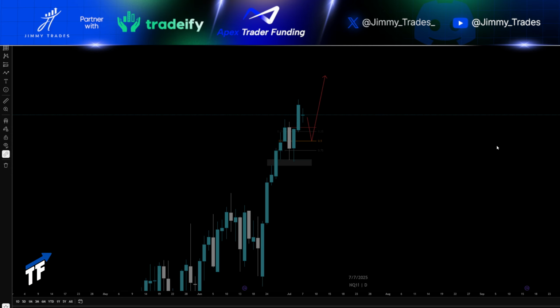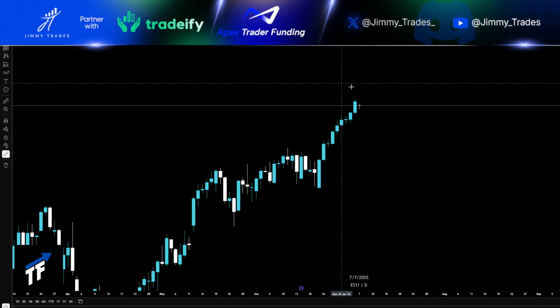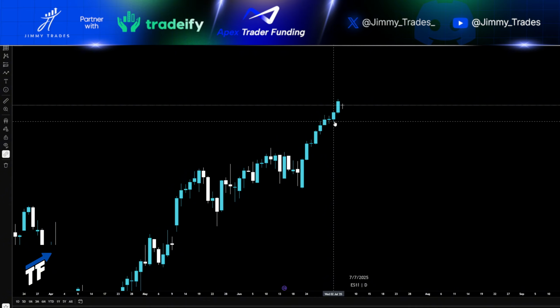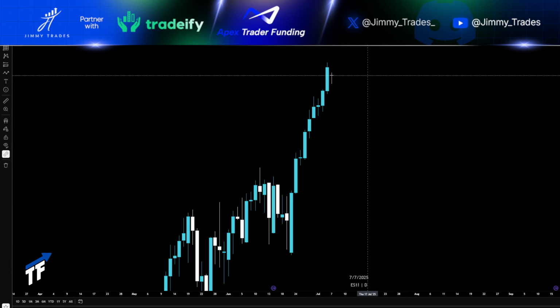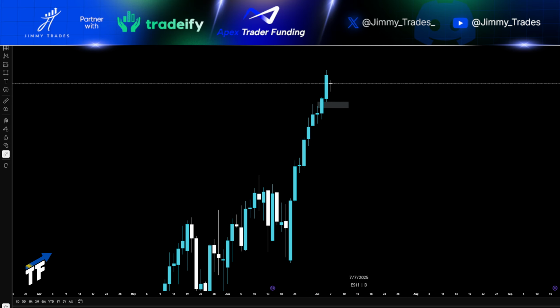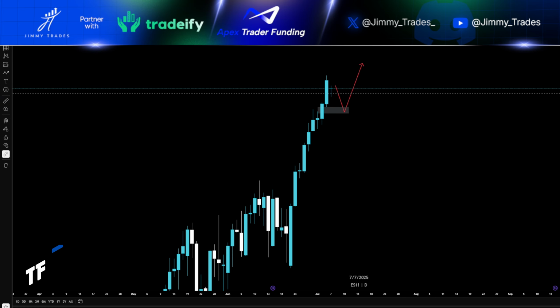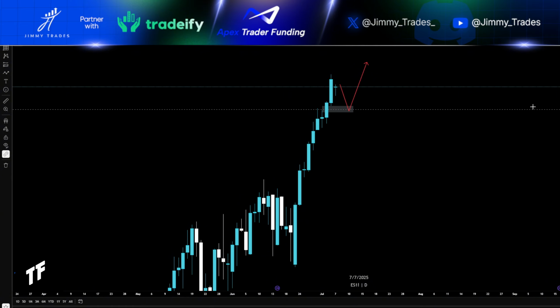Let's have a quick look at ES. So on the daily, we don't have that retracement. It's just been a continual push higher. What we do have is a daily gap here. So if we get that retracement on NQ, we might also see ES move down into this gap before pushing higher once again. So that's what I'm looking for NQ and ES at the moment.